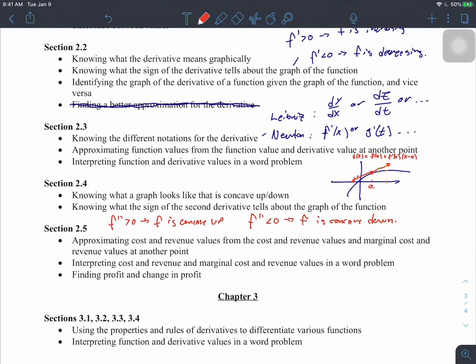Okay, and then 2.5, approximating cost and revenue values from the cost and revenue values and marginal cost and revenue values at another point. So this was really where we started to incorporate cost, revenue, and profit functions which are not strictly linear. Okay, so this was average rates of change and instantaneous rates of change of cost, revenue, and profit functions.